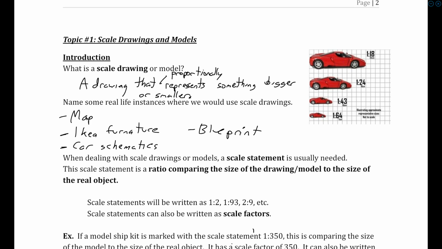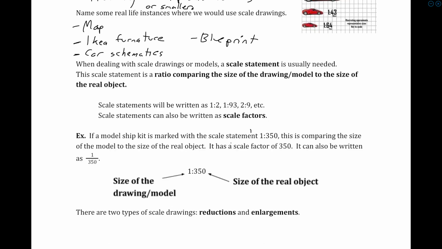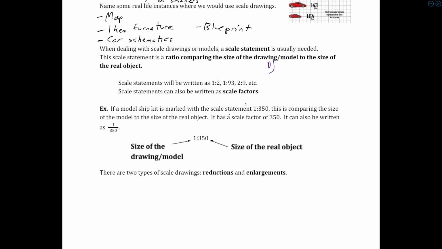Now, in general, with these, the scale statement, or we'll just see a scale factor. These are saying size of the model compared to the size of the real object, and this order does matter. First is the scale of the model or drawing, and second is the real object. Or on top is the model, on the bottom is the real object. So, scale statements will be written like this. If it's a 1 to 2 scale statement, it's saying that for every 1 that the model is, it's 2 in real life. The model is 1/2 the size of the real thing.